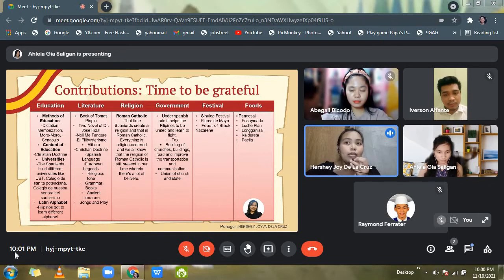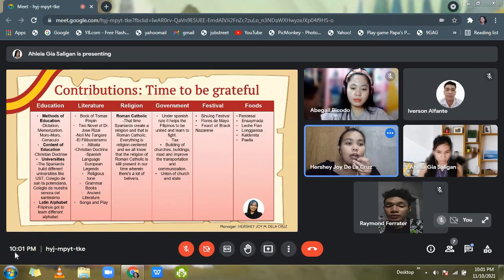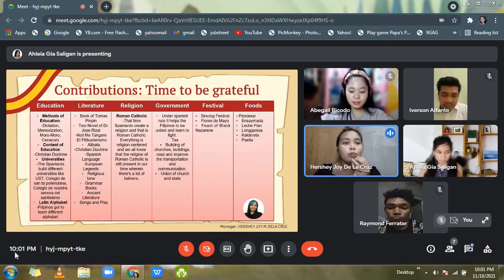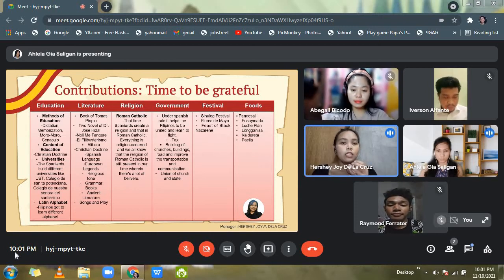And did you know that the universities at that time were separated because there were universities for girls and boys. And also, there was the Latin alphabet. So Filipinos learned a different alphabet, even the Spanish language. And in terms of literature, there is the book of Tomas Pinpin that was written at that time, entitled Librong Pag-aaralan ng mga Tagalog ng Wikang Kastila. This book really contributed to the Filipinos, especially for them to understand the Spaniards and what the plans of the Spaniards were at that time. And also, the two novels of Dr. Jose Rizal, which are Noli Me Tangere and El Filibusterismo. These were written because of Spanish colonization.